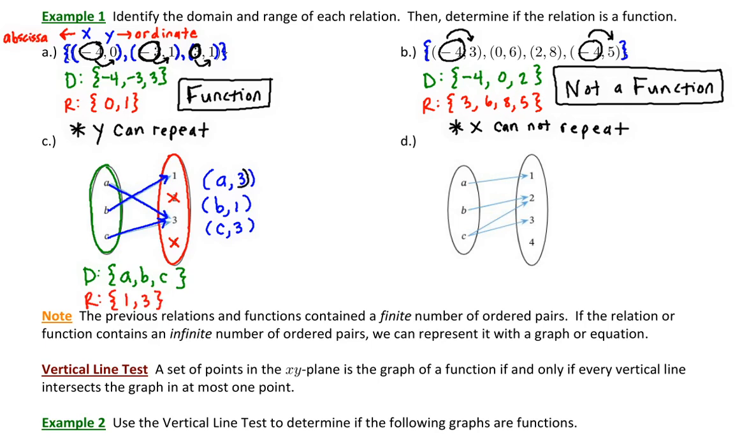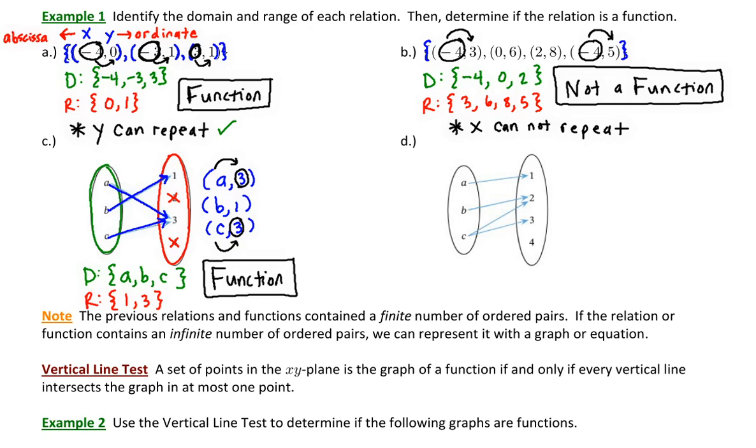Again, what catches our eye here is this repeating 3. But notice the component A only has a unique partner 3, and C from the domain has a unique partner from the range as well. And remember, in a function, it is possible for that second component, the y, to repeat. So here is an example of a function.